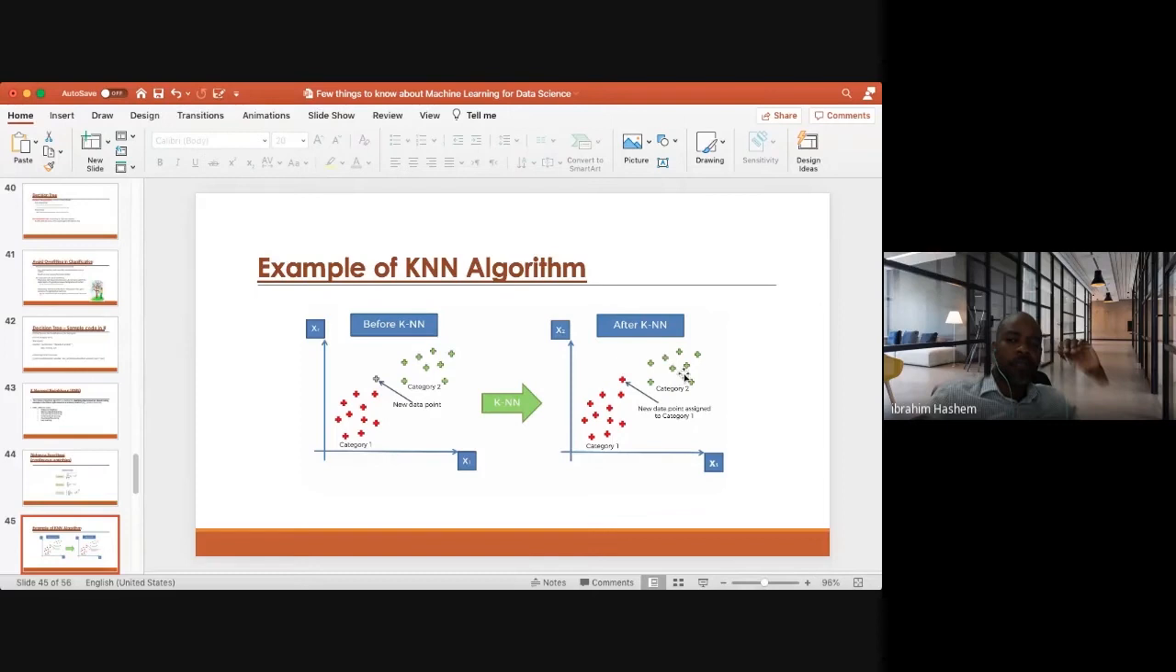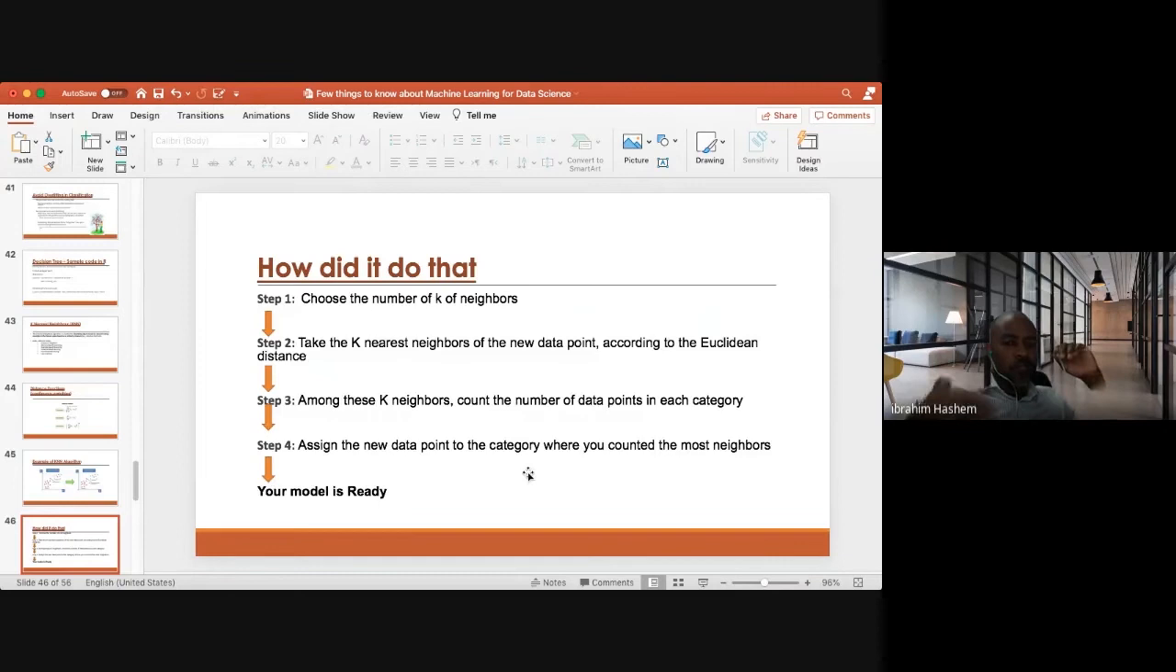In order to do this, let's follow the steps of the algorithm. First, we need to choose the number of k neighbors, meaning how many neighbors are close to these data points. We need to identify this first. It can be random, for example, 2 or 3 or 4 or 5. Then we take the k nearest neighbors of the new data point based on the Euclidean distance, meaning we use Euclidean distance to measure the distance.